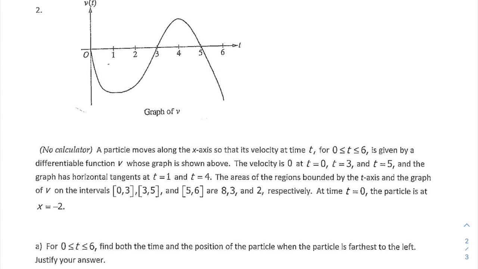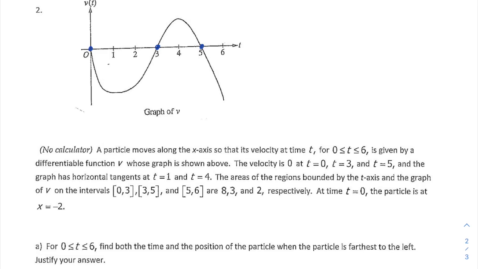Question 2. A particle moves along the x-axis so that its velocity at time t for t between 0 and 6 is given by the differentiable function v whose graph is shown above. So this function v is differentiable, which means it's also continuous. The velocity is 0 at t equals 0, t equals 3, and t equals 5.